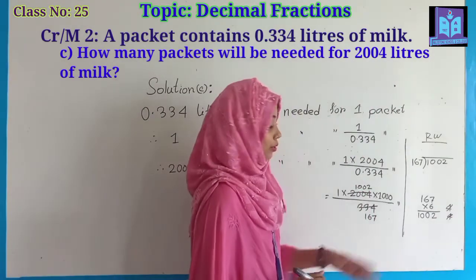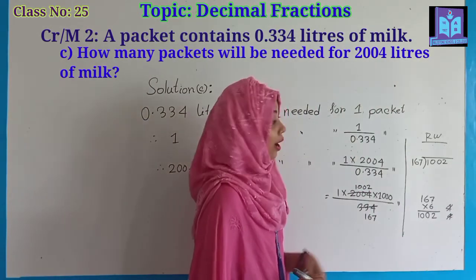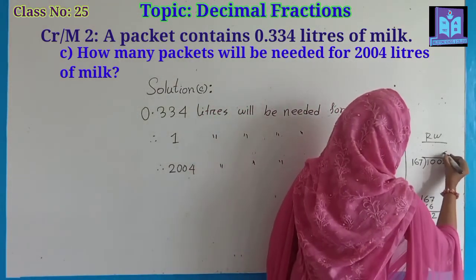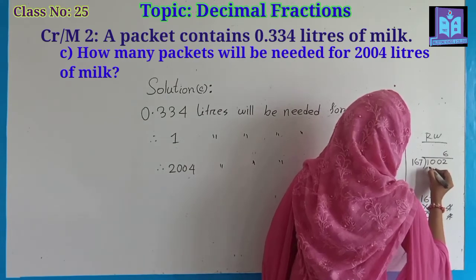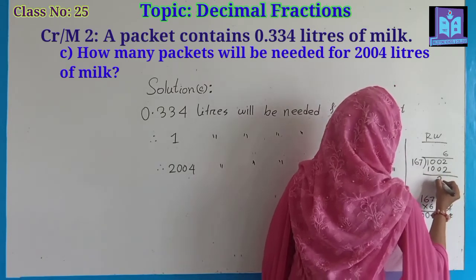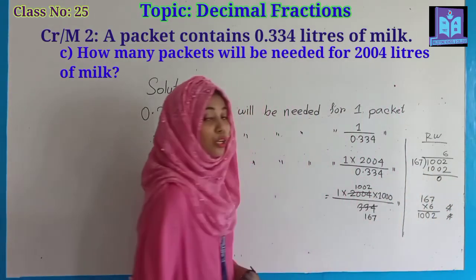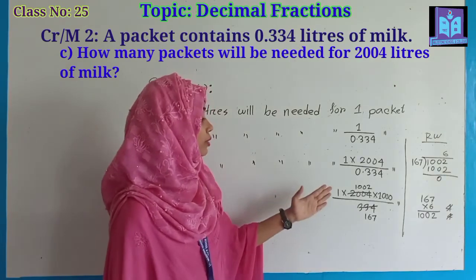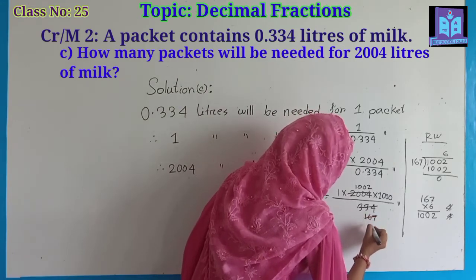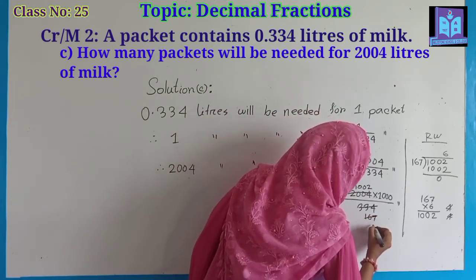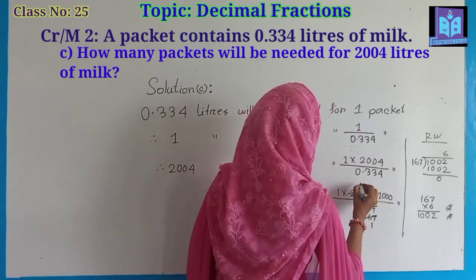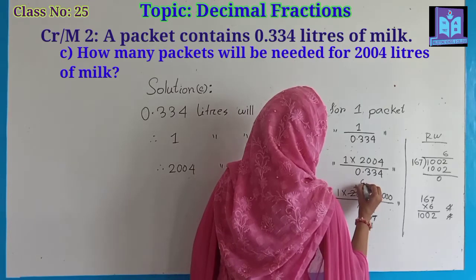We got the product. Wow! Our dividend is also 1002. Yes. That means we can take 6 times. And our product will be 1002. There is no remainder. That's why I will put 0. So you can say 1002 is divisible by 167. 167 divided by 167, quotient is 1. 1002 divided by 167, our quotient is 6.